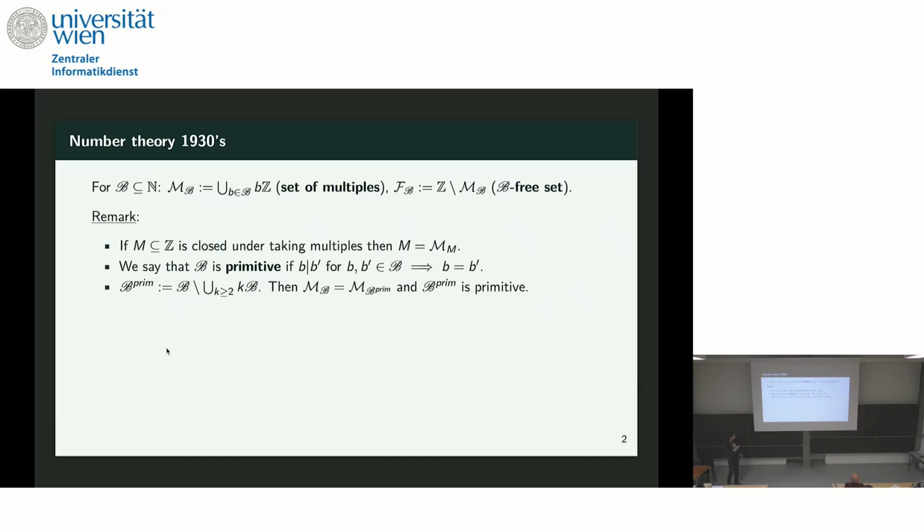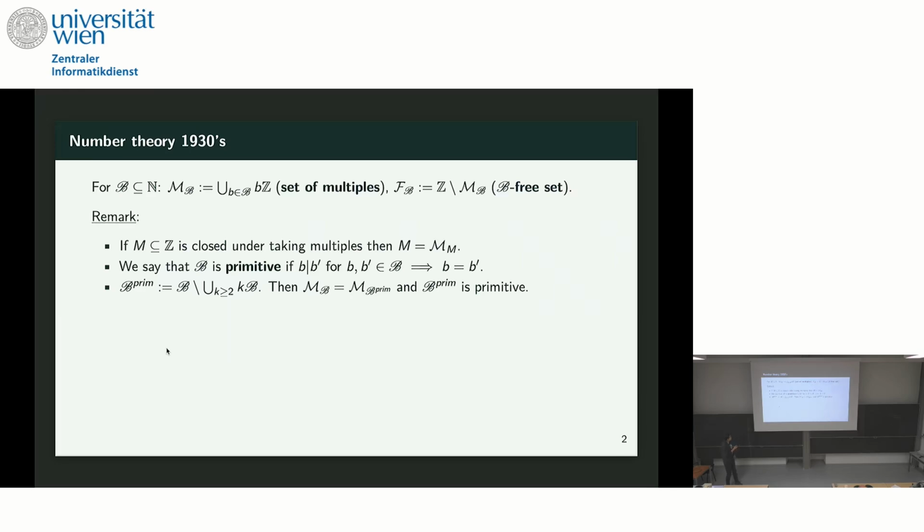So what you'll start with is your favorite subset of natural numbers, whatever you want. This is the set B, and you build a corresponding set of multiples out of it. You take all elements of your set and you multiply by all integers, and this is the object we'll be looking at. We'll be looking either at the set of multiples or at its complement, which is called a B-free set. This is the set of integers that has no divisors in set B.